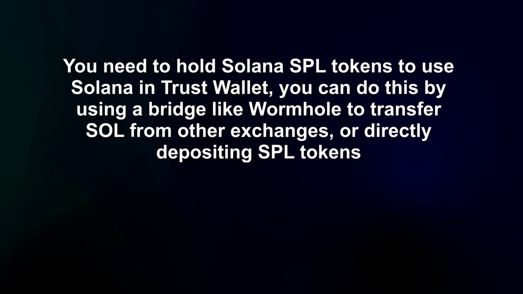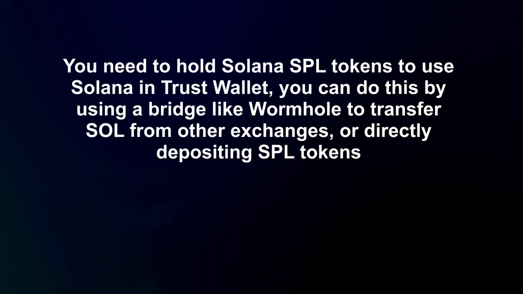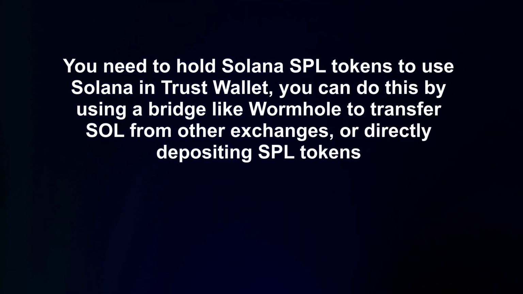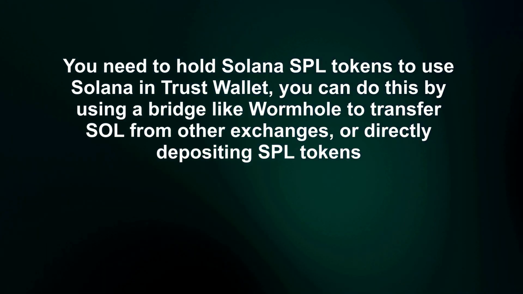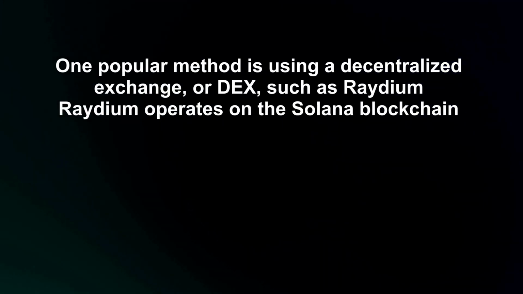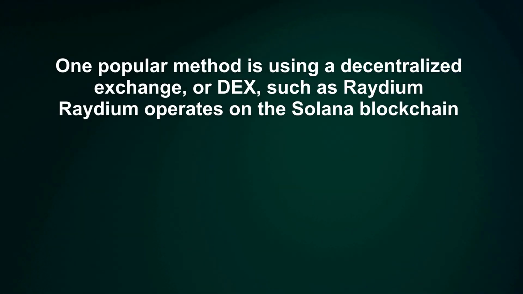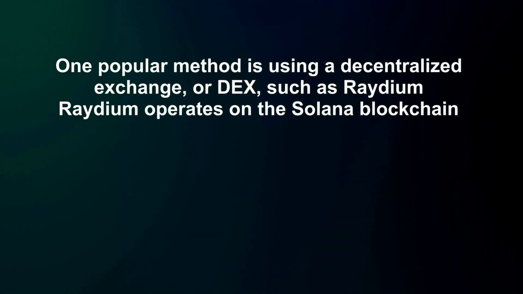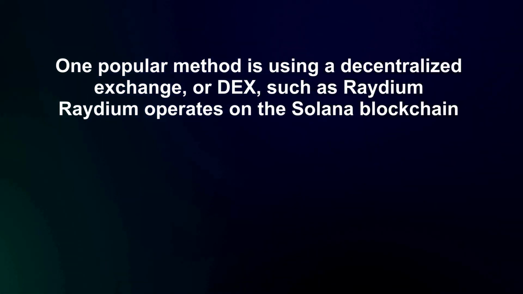You need to hold Solana SPL tokens to use Solana in Trust Wallet. You can do this by using a bridge like Wormhole to transfer SOL from other exchanges, or directly depositing SPL tokens. One popular method is using a decentralized exchange, or DEX, such as Raydium. Raydium operates on the Solana blockchain.